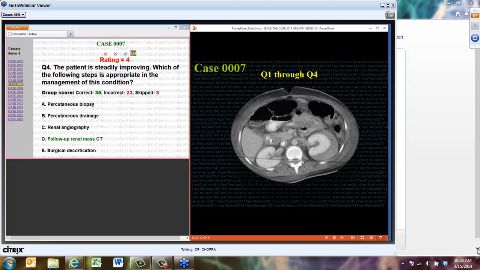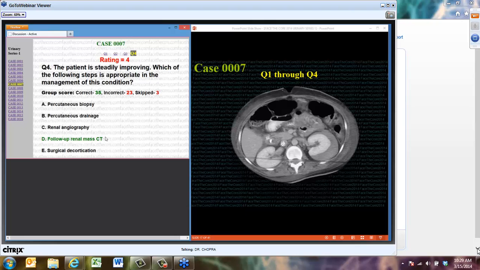And really, you don't need to do a percutaneous biopsy. The patient is improving. You don't need to do a percutaneous drainage, because you do not want to touch a renal, any hematoma anywhere in the body unless it is very symptomatic or you're thinking infection, because you are going to infect it. You don't need to do renal angiography because you're not looking for an acute bleed. The patient is improving. But you do want to know whether there is follow-up, whether there is a renal mass that may be obscured by this hematoma or not.